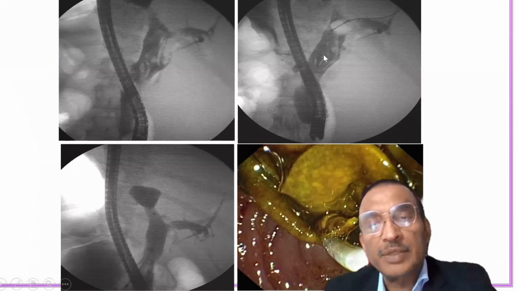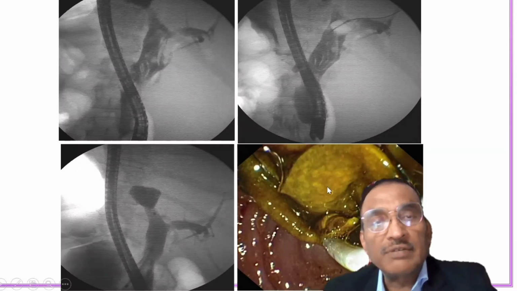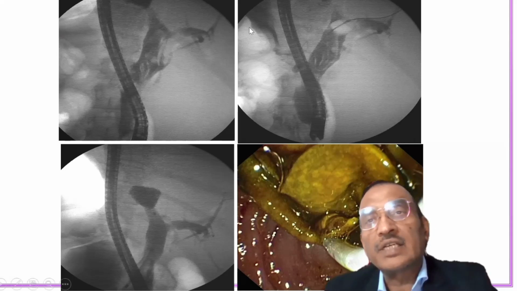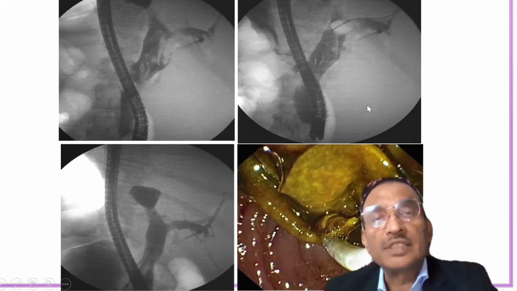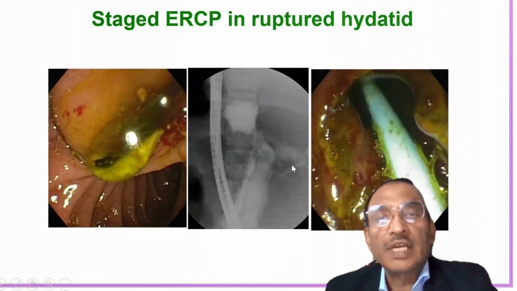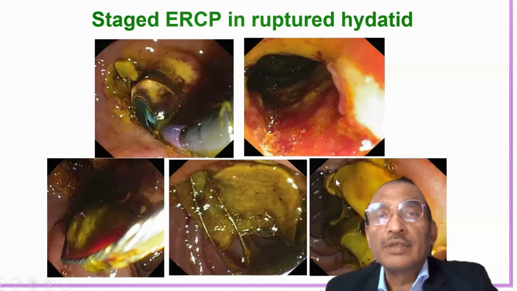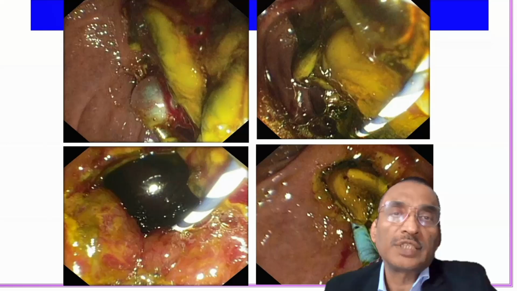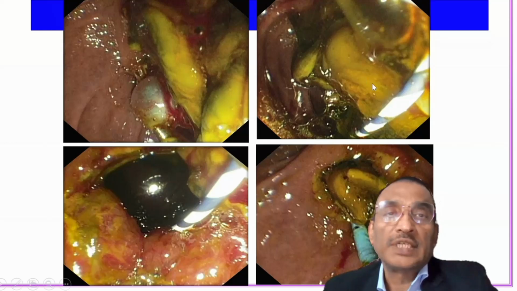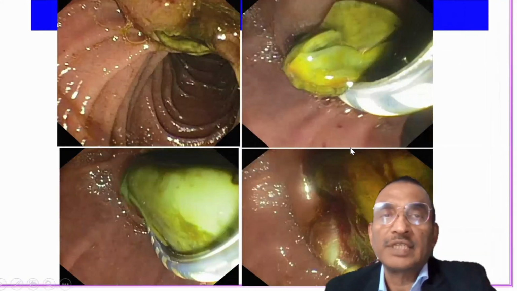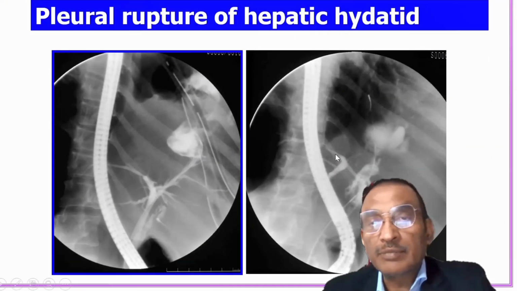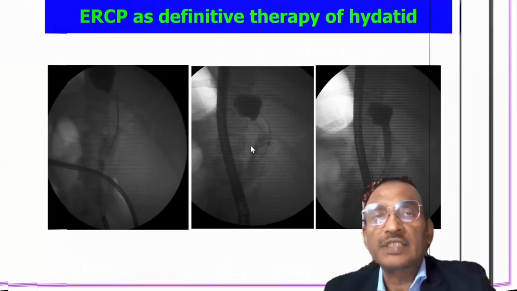to extract these membranes. So we are pulling out, and lots of membranes are coming out, and this is the hydatid cyst cavity which needs to be evacuated, and subsequently we will place multiple stents in the ruptured hydatid. This is done in multiple stages, as a staged procedure, with lots of hydatid membrane being evacuated. So that you are seeing here. It's the same image again, the hydatid cavity you are seeing.